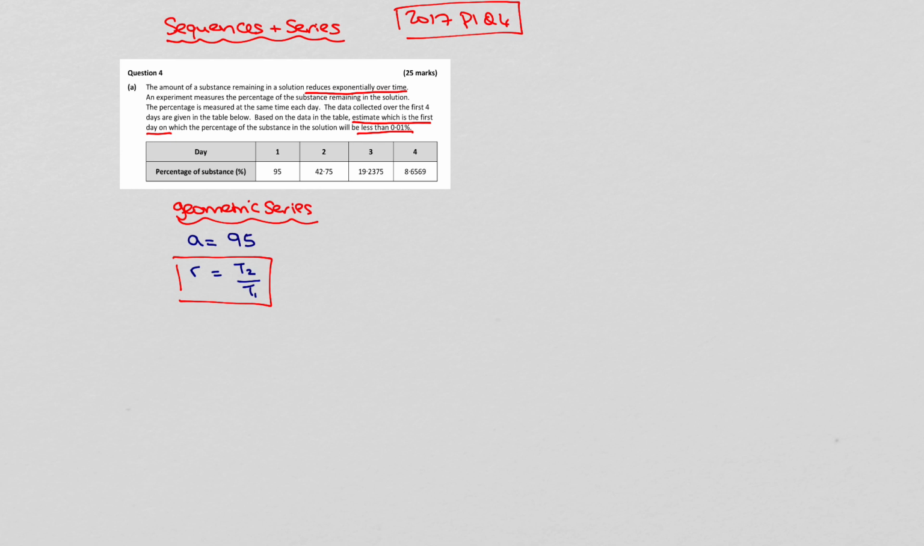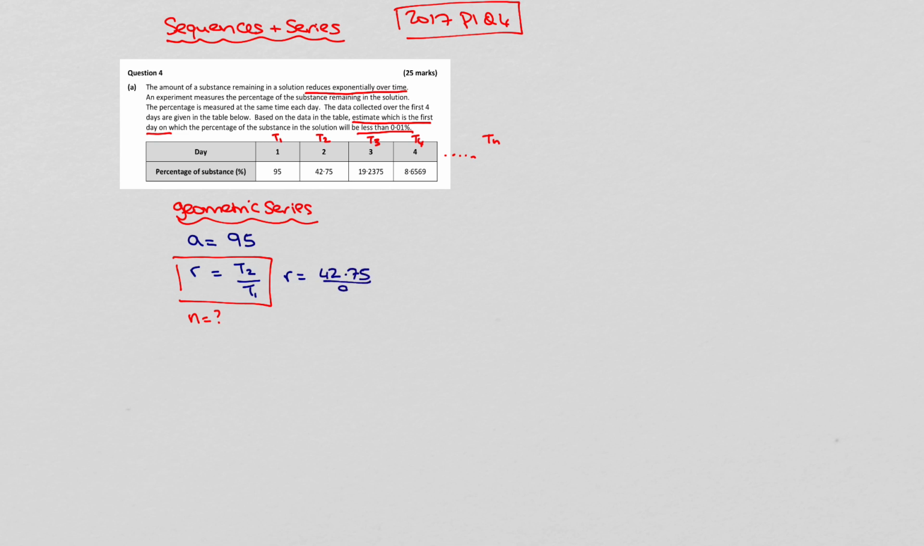So day 1 would be term 1, day 2 would be term 2, day 3 is term 3, day 4 is term 4, and what we're looking for is term n. In other words, we want to know on what day will the percentage be less than 0.01%. So therefore we need to find out what n is. Let's look at our common ratio first.